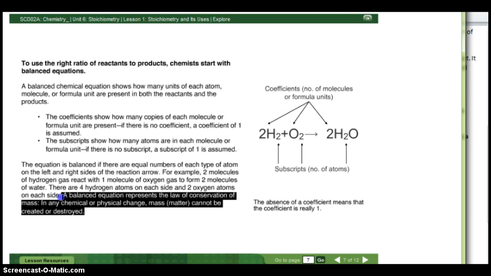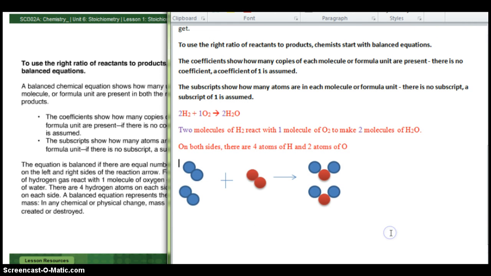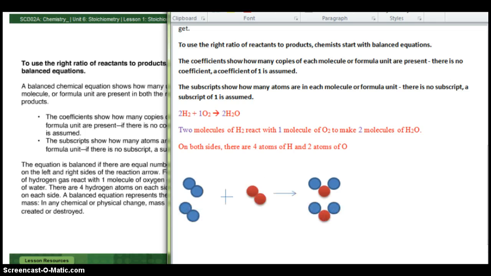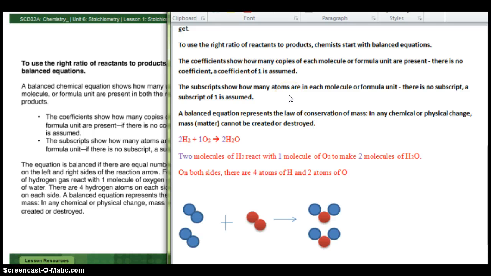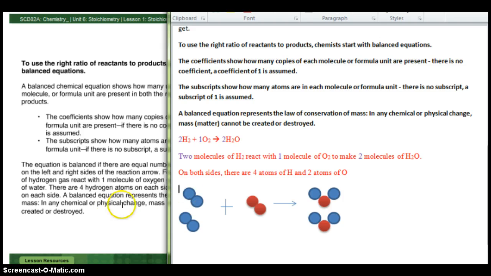All right, and then I'm going to copy this last sentence because that's super important too. That's the why all of this works. It all works because of the law of conservation of mass. So you have to have equal amounts of everything on both sides.